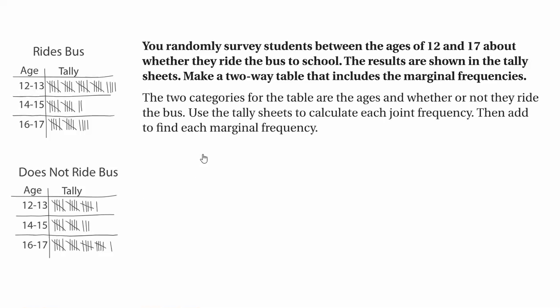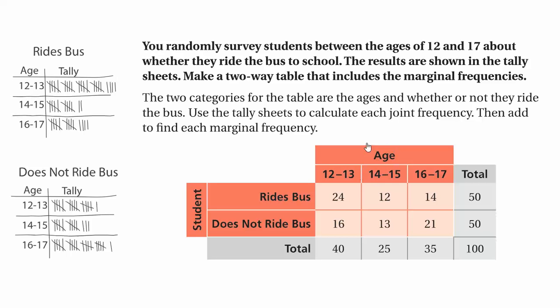Let's take a look. The two categories for the table are the ages and whether or not they ride the bus. Use the tally sheets to calculate each joint frequency. Then add to find each marginal frequency. So you take your ages, your 12 to 13, 14 to 15, and 16 to 17, and then your rides the bus and does not ride the bus.